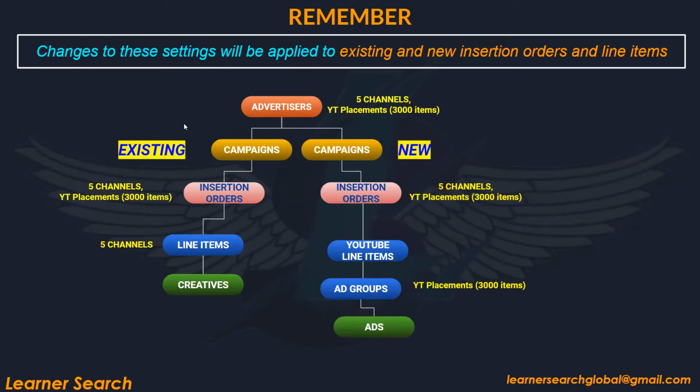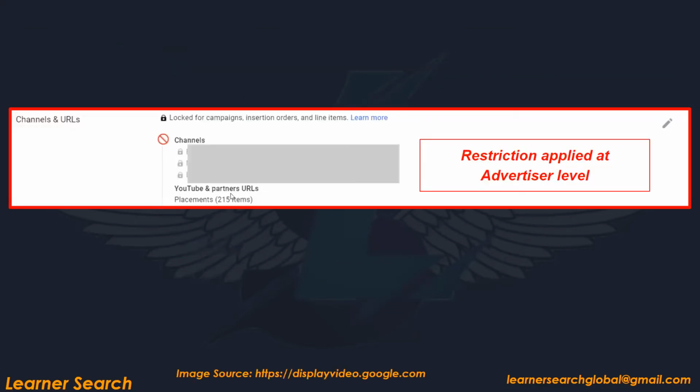That means whatever changes you make at advertiser level, the existing ones below and the new ones also get impacted. The new ones will get inherited and the existing ones will be impacted by the above level changes. So channel URLs, you can see they are locked for campaigns, insertion orders, and line items. This restriction is applied at advertiser level.